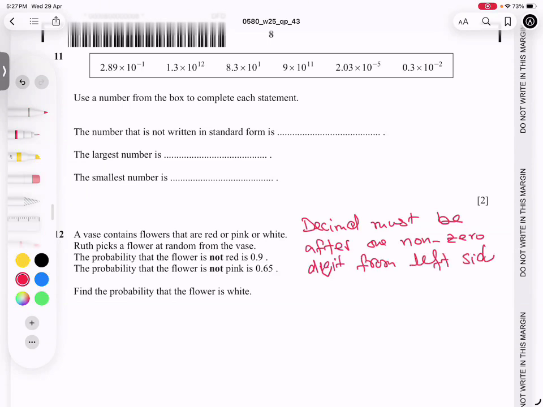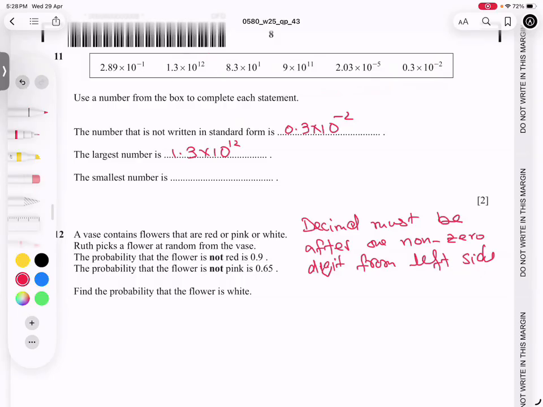This is the rule. For example, here we have the decimal after one digit, correct. What about 8.3? Correct. 9, here the decimal isn't written, but we can assume 9 point, no problem at all, correct. 2.3 is correct, but the problem is here. The decimal should not be here; it must be here after 3, and he kept it by mistake here. So this is not in standard form. So we are writing now 0.3 times 10 to the power negative 2. Now he's asking for the largest number. For the largest number, we do the power first: -2, -5, +11, 1, 12, and -1. So +12 is the largest number due to the power.